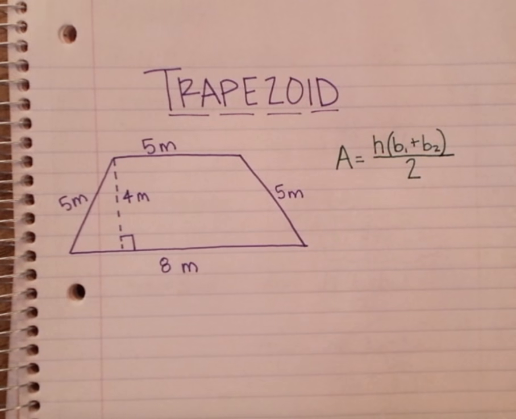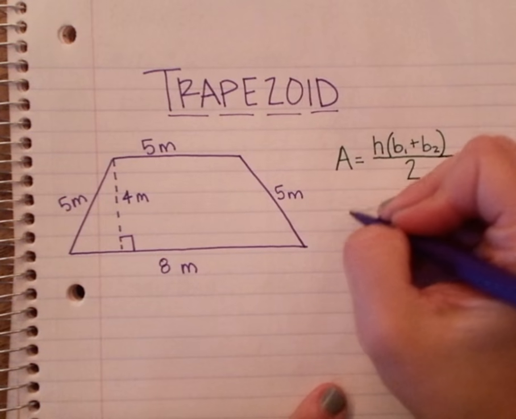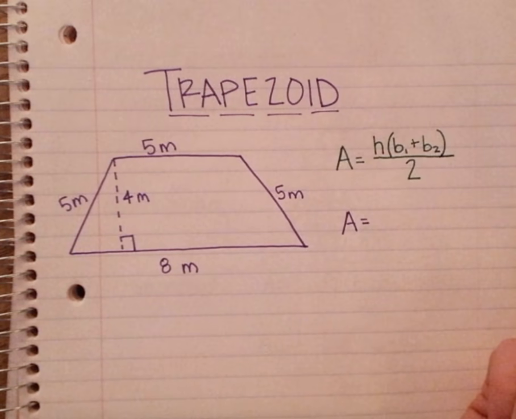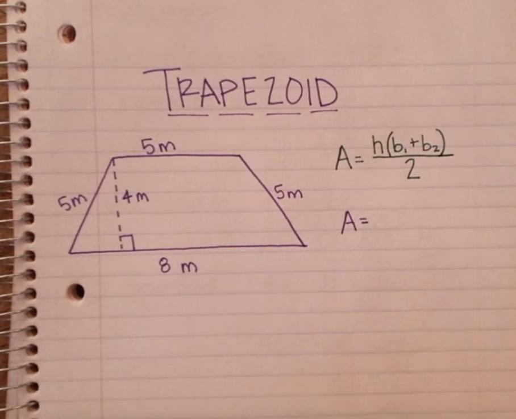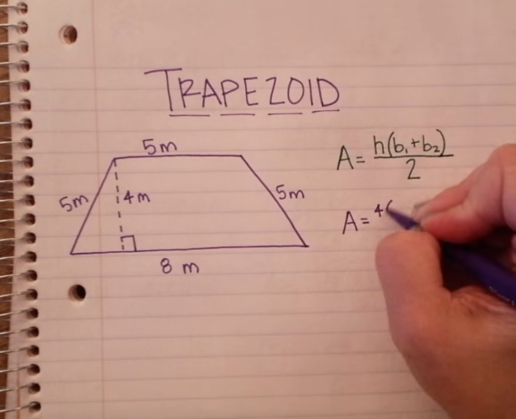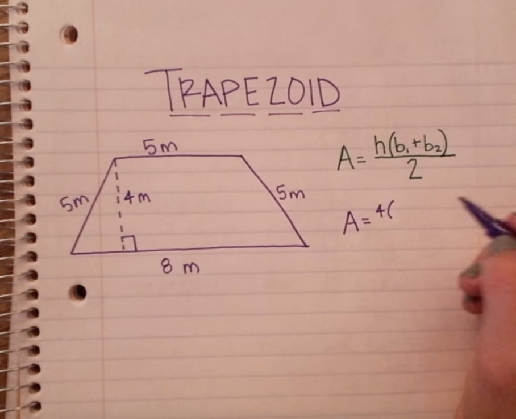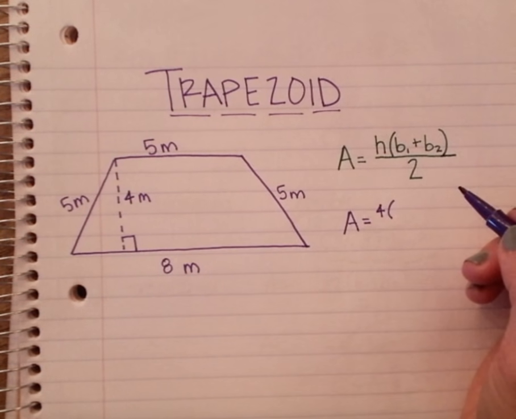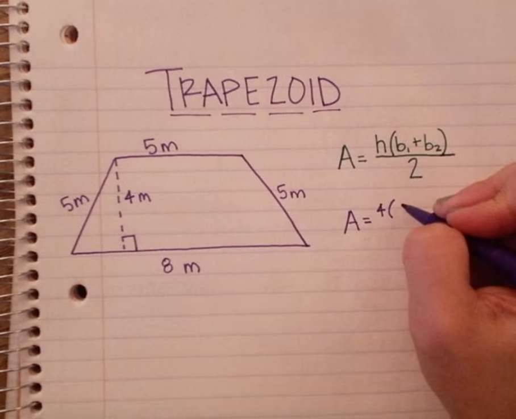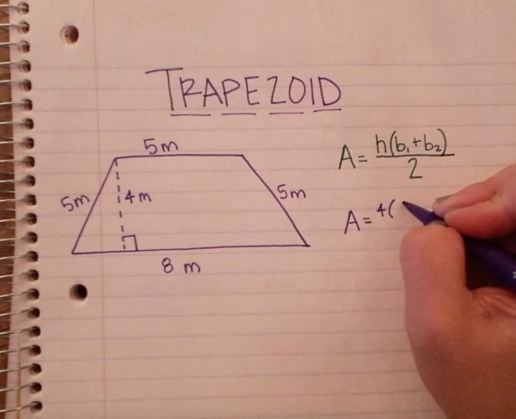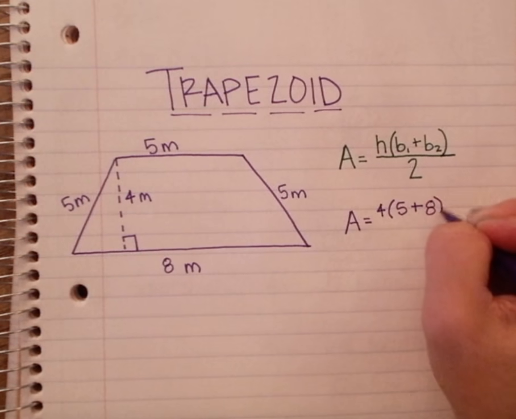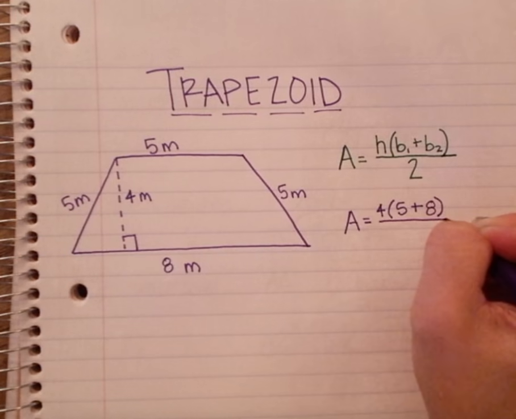So let's fill in for our letters. So we have area equals, and then there's the H. On the count of 3, if you know what the height is, say that. 1, 2, 3. 4 meters. Very good. Now we got to put our parentheses in. And there's base 1 and base 2. Remember, the commutative property means that it doesn't matter the order that you put. Let's go from the top down. So the first base on the count of 3, 1, 2, 3. 5 meters. Good. And the second base is? 8 meters. Good. Let me close the parenthesis. And we're going to divide that by 2.